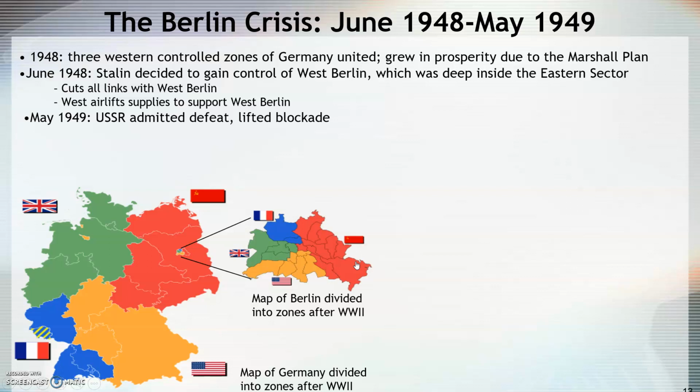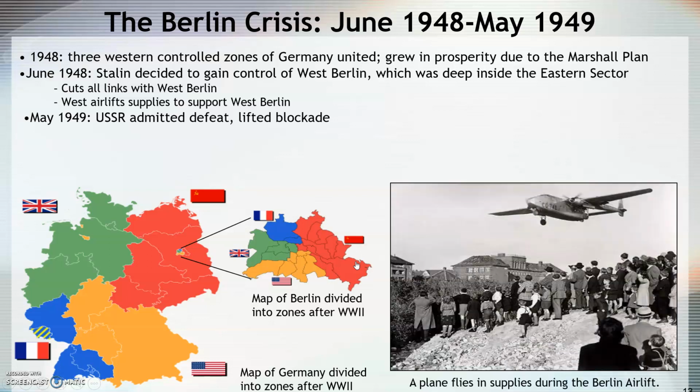What the US does is it starts to airlift supplies into West Berlin. Here we see an image of that. Now this was a very dangerous situation because the US is flying these planes over East Germany, which was controlled by the Soviets. The Soviets could have decided to shoot down the planes. That would have probably started World War III, right? But again, as we see with the Cold War, neither side wanted to start World War III. The problem is, they didn't know that until the end.